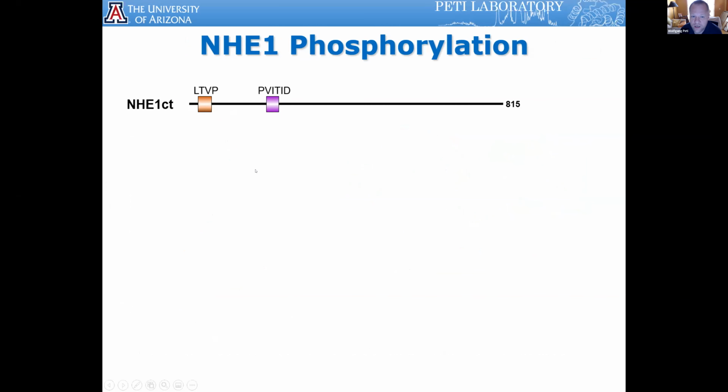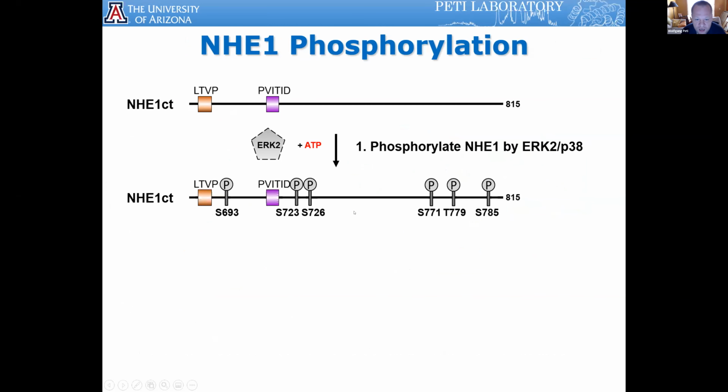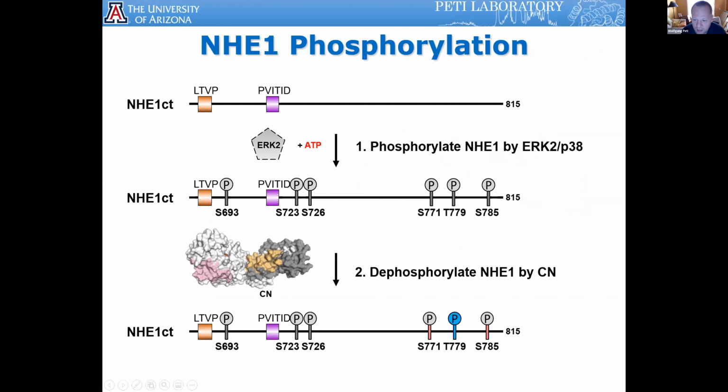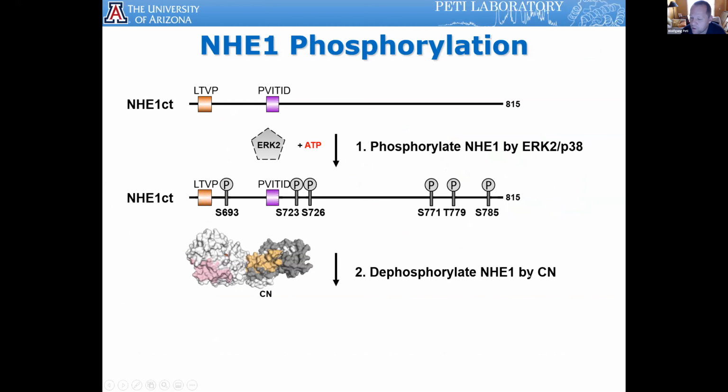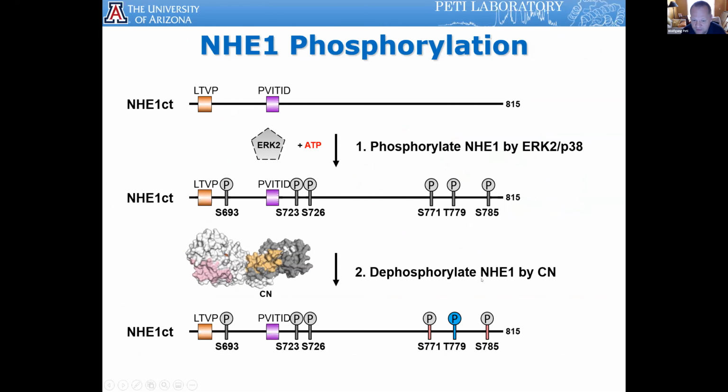Well, what did we do? We can phosphorylate this C-terminal tail. It's mainly phosphorylated by MAP kinases, ERK2 and P38. We showed that JNK also does. We get 6 phosphorylation sites here distributed throughout the molecule. And the question was, what is happening when we then make dephosphorylation assays?